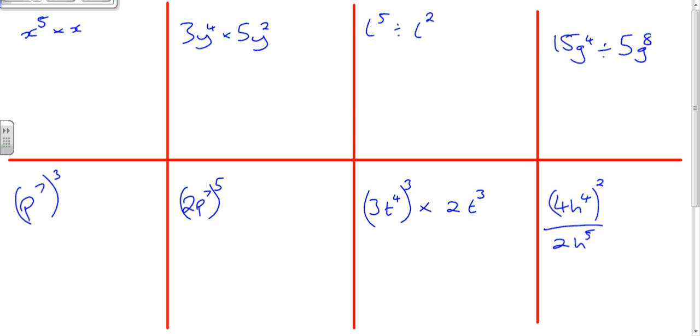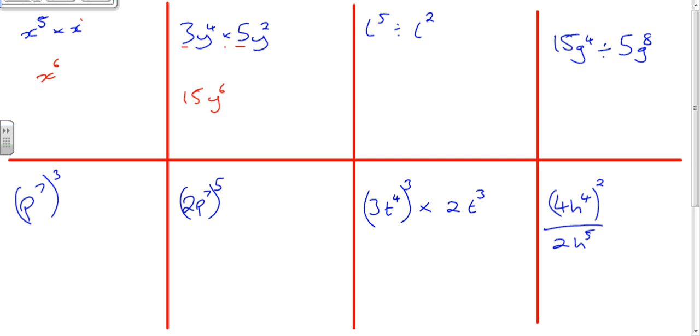So having had time to pause the video, the first one here, we've got x to the power of 5 times by x. Now remember, x just means x to the power of 1. So you add the powers, that's going to be x to the power of 6. Next, we're going to concentrate on the numbers first. So 3 times 5 is 15. Then we add the powers. So y to the power of 4 times y to the power of 2 is y to the power of 6.